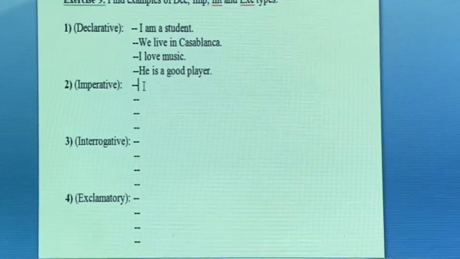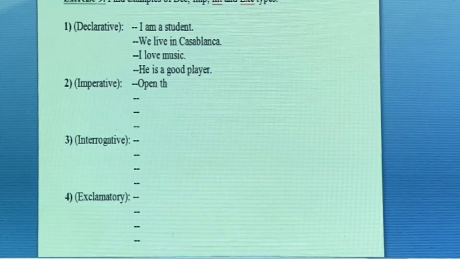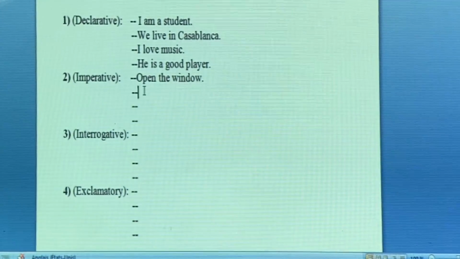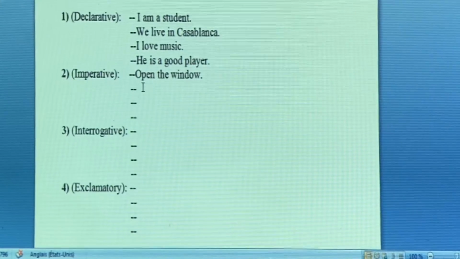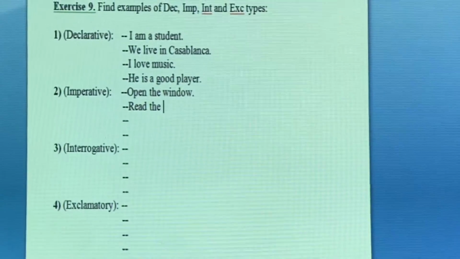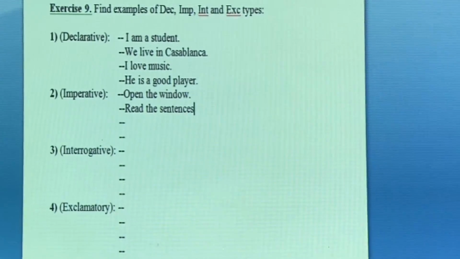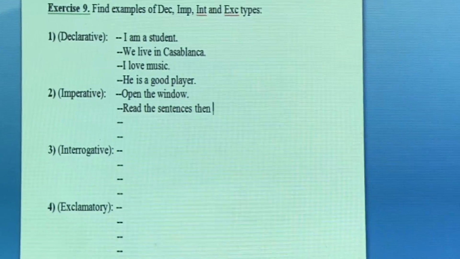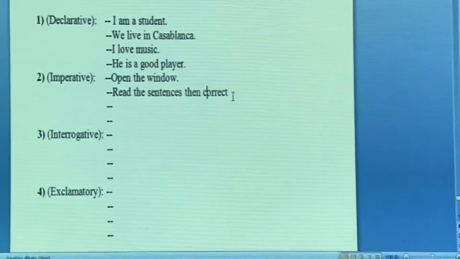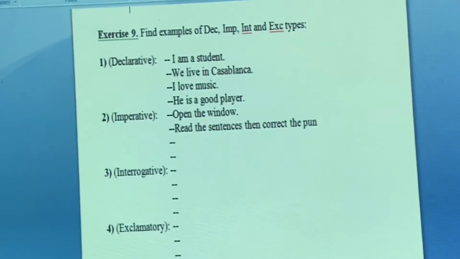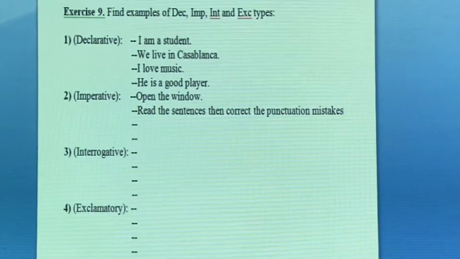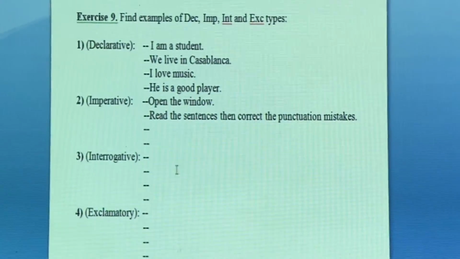Imperative. Open the window. Read the sentences, then correct the punctuation mistakes. Okay? Read the sentences, then correct the punctuation mistakes.